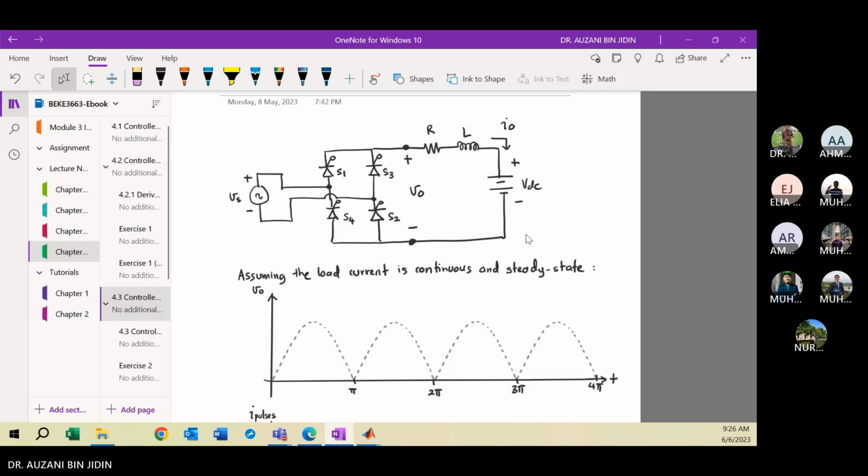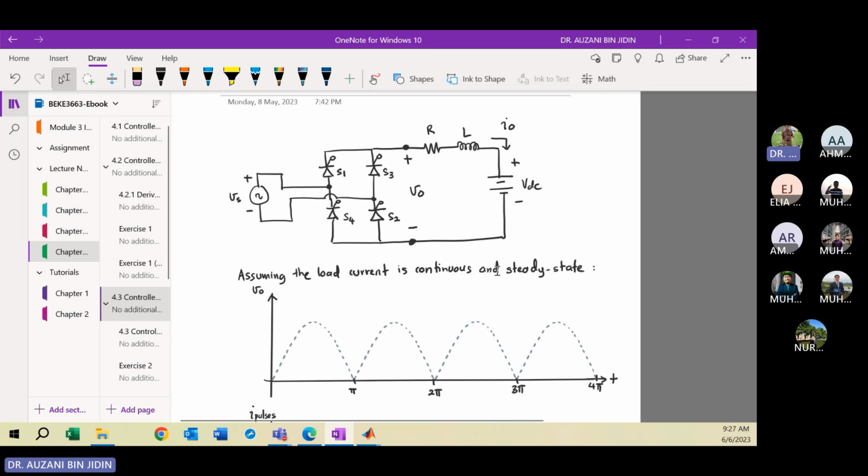Okay, and same as the capacitor. For the inductor, the effect is on the current, where the current cannot immediately change. For the capacitor, the effect is on the voltage, where the voltage of the capacitor cannot immediately change, because the voltage of the capacitor needs time to increase or decrease exponentially.